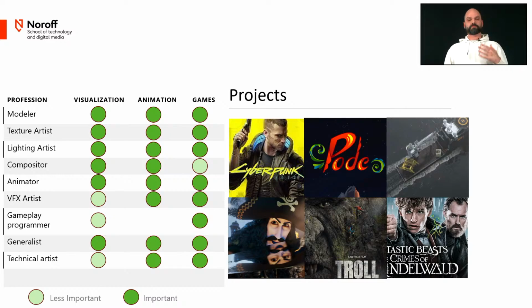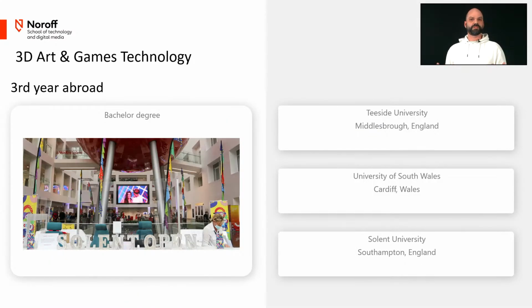After finishing two years, there is also an opportunity to move on to a third year abroad to take a bachelor's degree. We have three collaboration universities: Teesside, University of South Wales, or Solent University. So if you want further study and a bachelor's degree, there is an option to move on to one extra year abroad to get that.